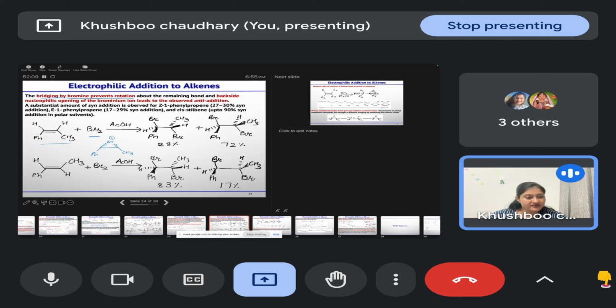Similarly, in this case, when this is your Z alkene and this is your E alkene, because of the formation of the bromonium ion, rotation got prevented, and this major and minor product was obtained in the case of Z-1-phenylpropene and E-1-phenylpropene.